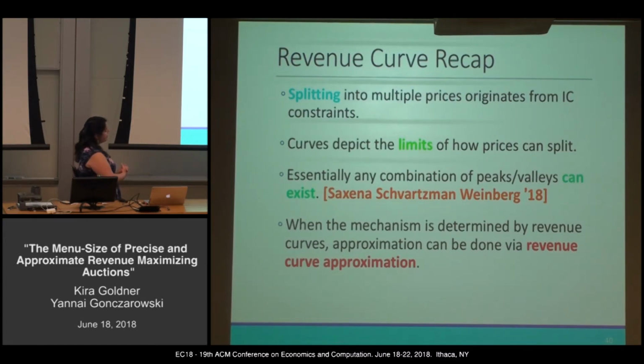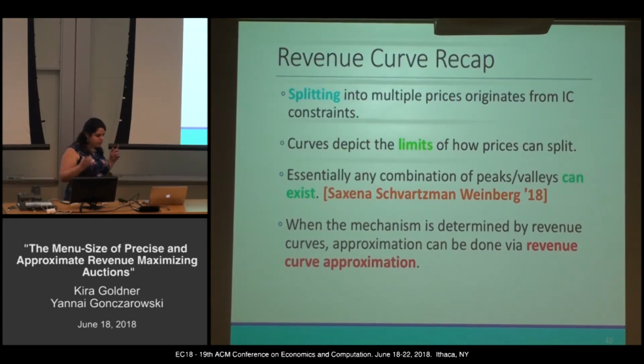First, we said that the splitting into multiple prices is happening because of the incentive compatibility constraints between the deadlines. Then we said that these revenue curves, the fact that we're using this concave upper bound and these lines between them, limits how much prices can split because they'll only ever split into 2 at a time. Then we said, essentially any combination of peaks and valleys of a revenue curve can exist.